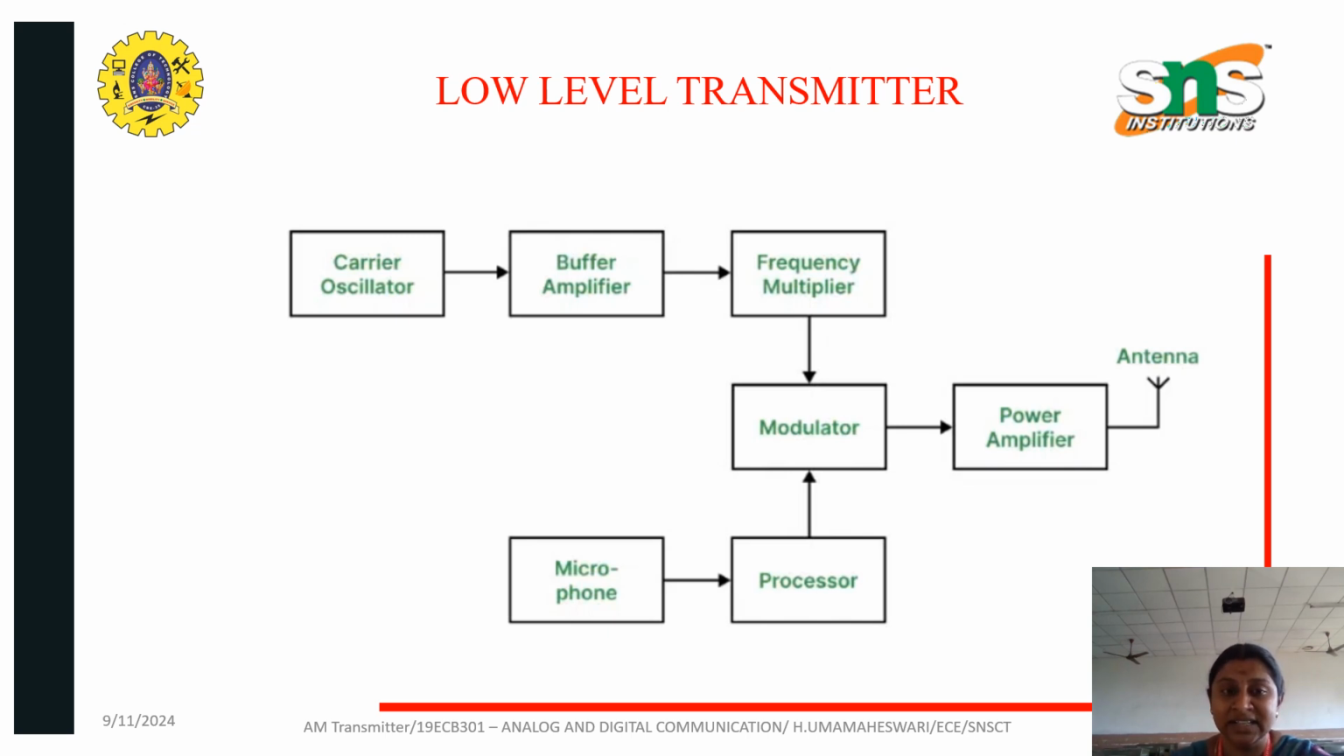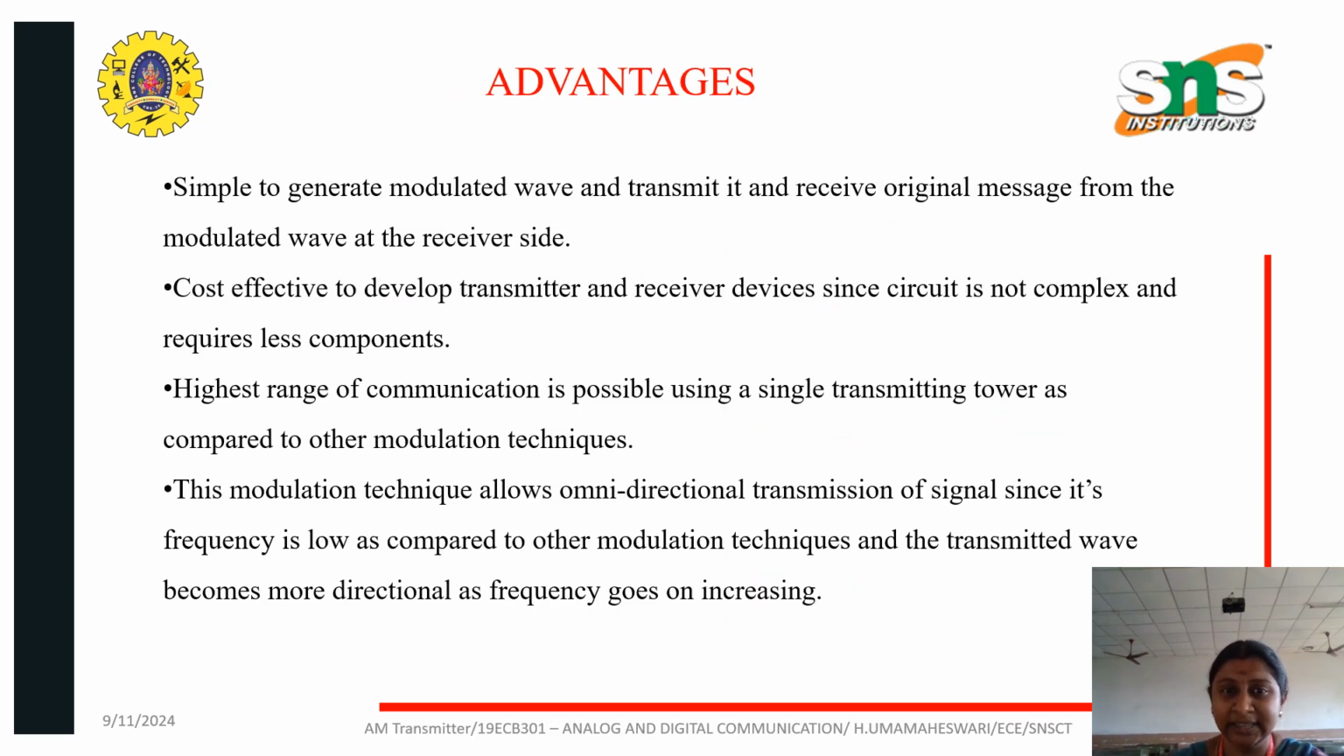Then the low level transmitter is exactly the same as the high level transmitter, except that the audio amplifier is not used because it is only a low level transmitter. So here we are not using the audio amplifier. Other than that, the process remains exactly the same as that of the high level transmitter.